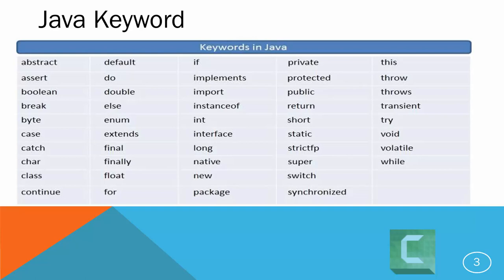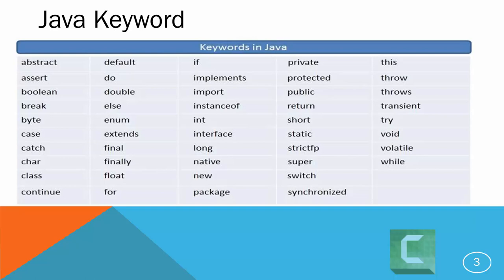Transient you will come to know when you are doing Java programming for persistence. Transient is used when you don't want a few attributes of the object to be persisted. Those attributes which are marked as transient will not be persisted in the database or will not be serialized. Byte is a primitive data type. Enum is used for a predefined set of constants. Int is again a primitive data type. Short is a primitive data type.